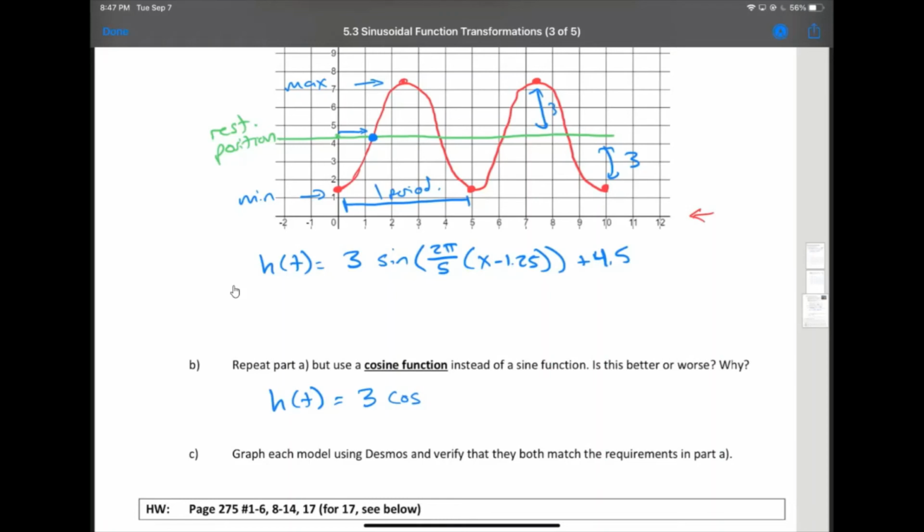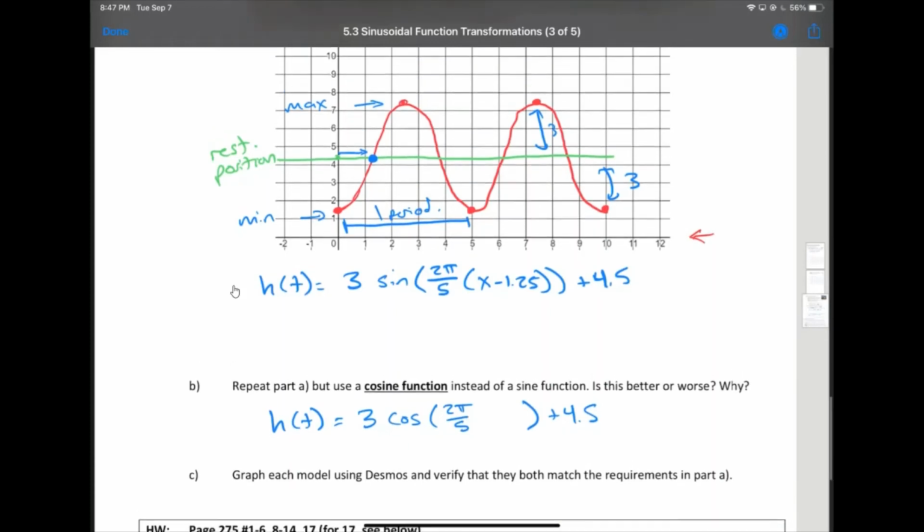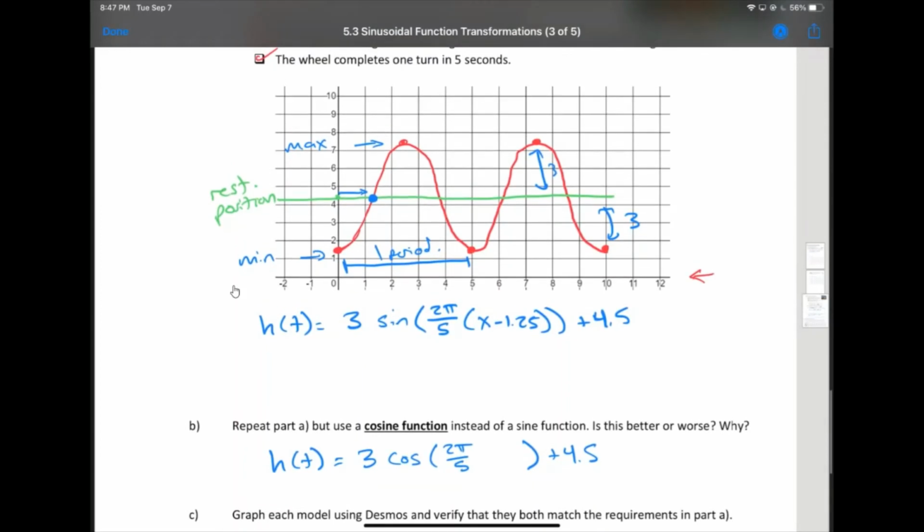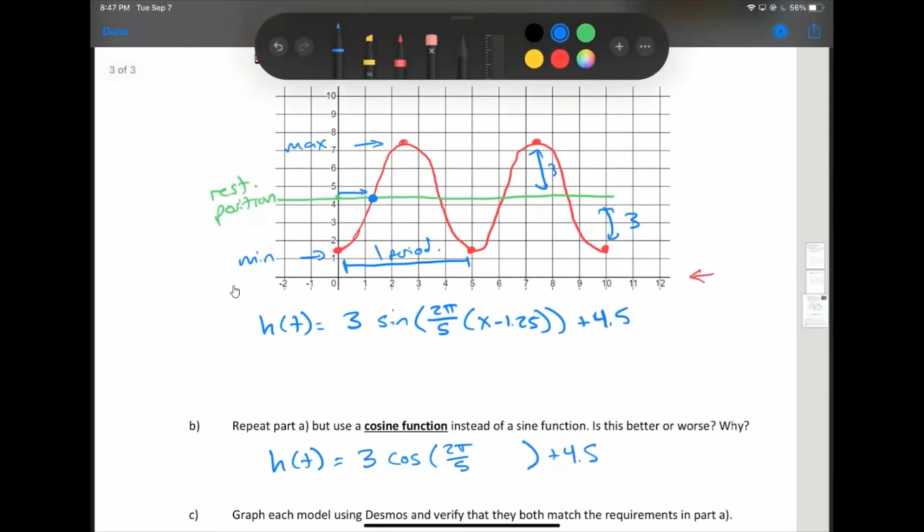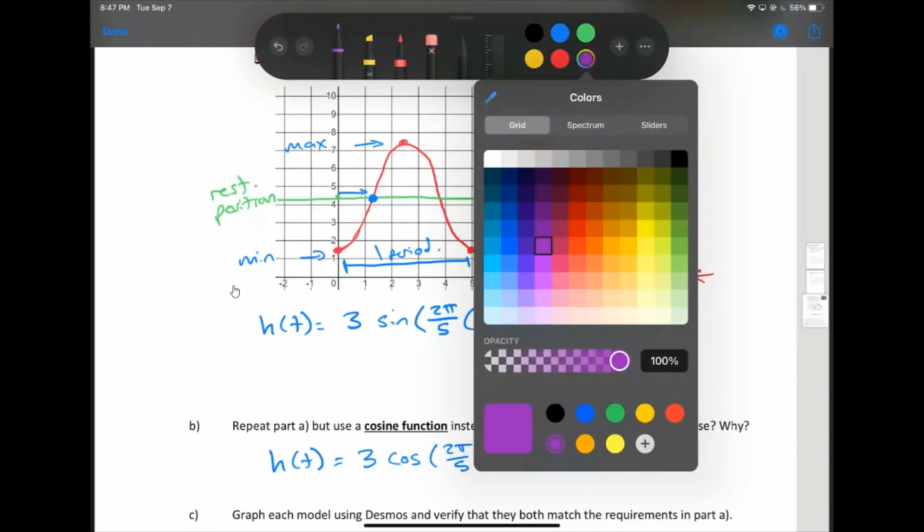It's going to have the same period. I'm going to leave a little space there, and it's still going to have the same vertical translation. So now we have two options when it comes to our picture. Which color haven't I used? Oh, I'm going to use a fancy color. Purple.